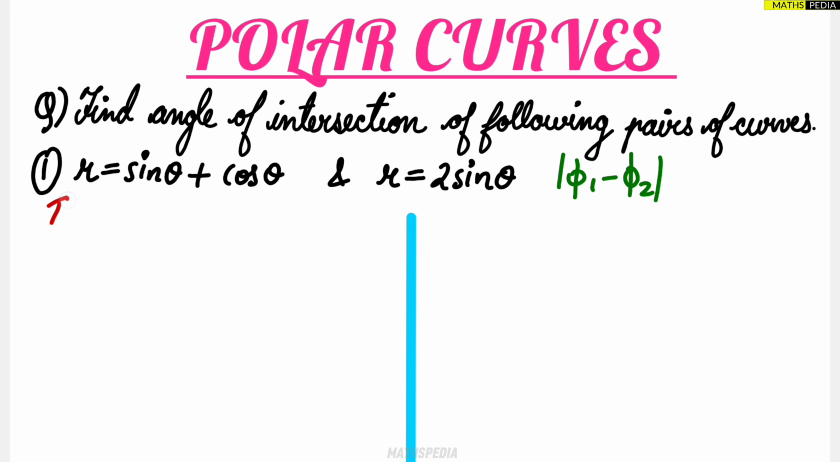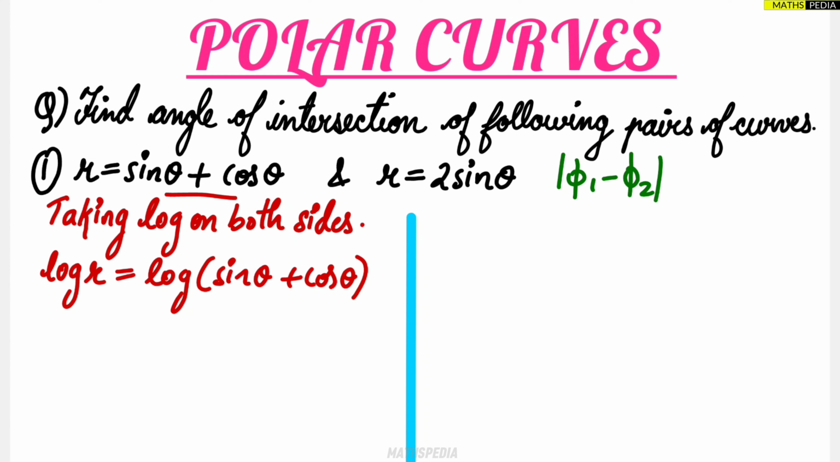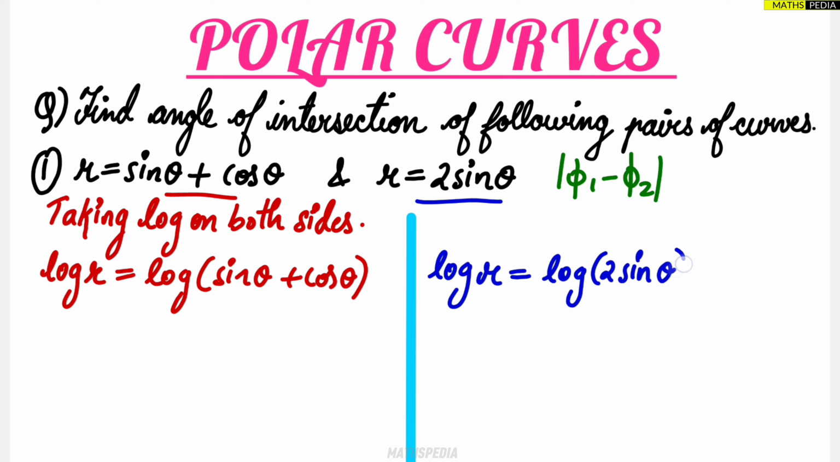So what is the first step we are going to do? Taking log on both sides. So first curve r is equal to sine theta plus cos theta. So we are going to take the log. So log r is equal to log of sine theta plus cos theta. Here also r is there. We are going to take log. So log r is equal to log of 2 sine theta.